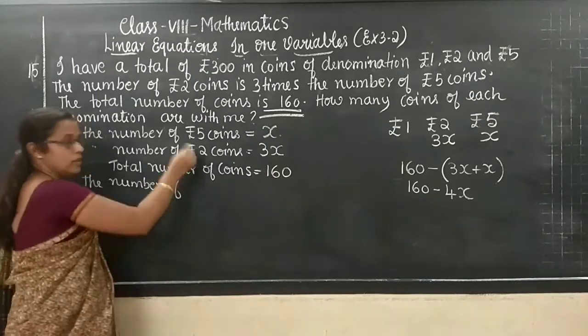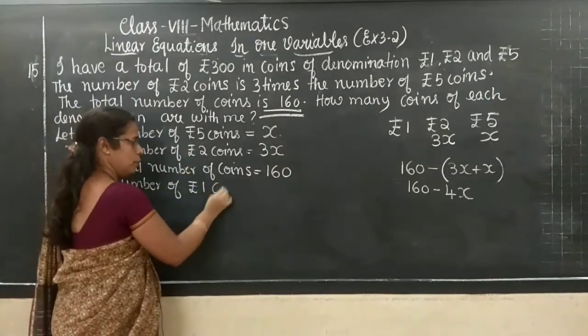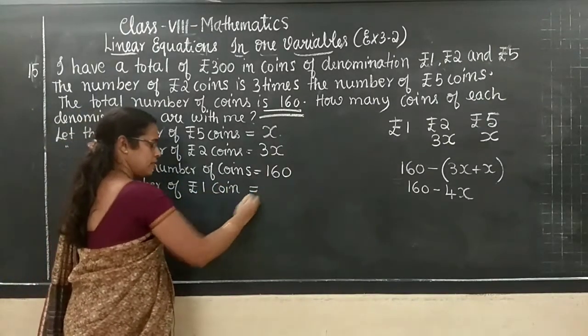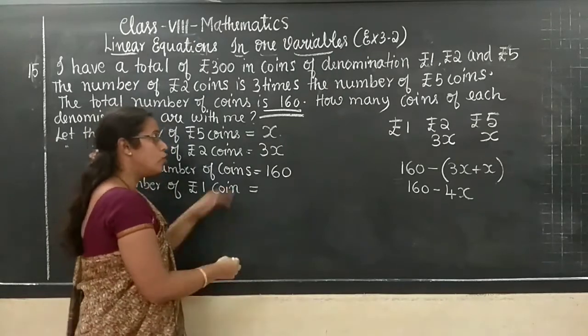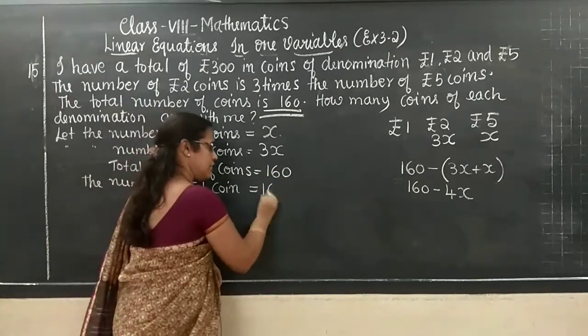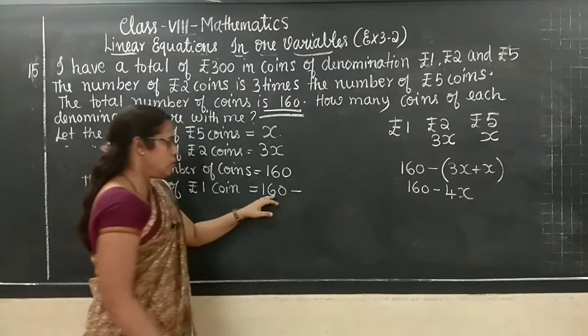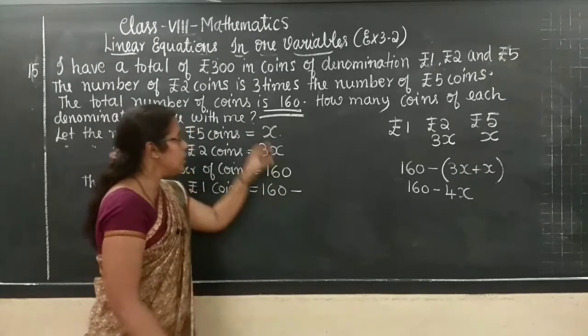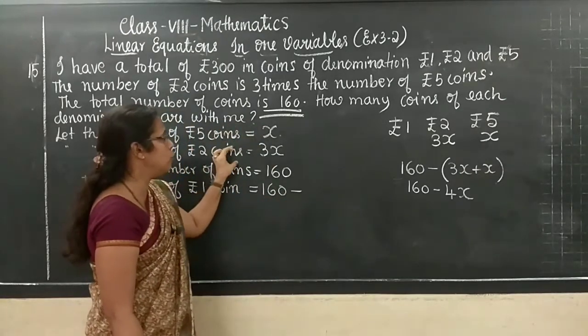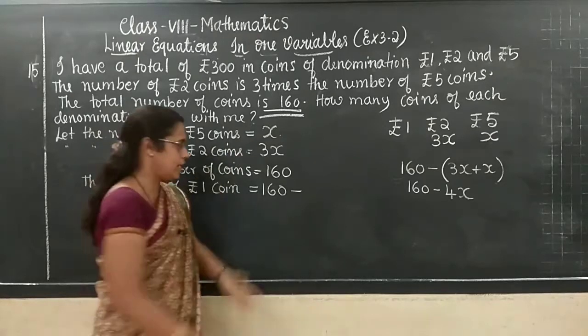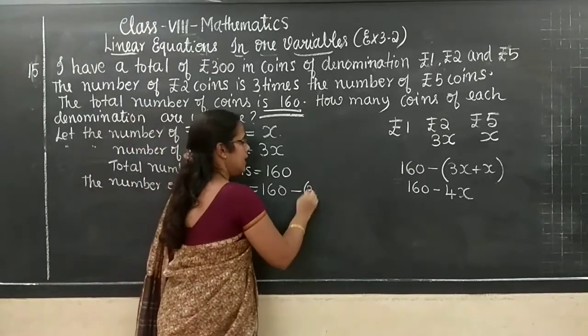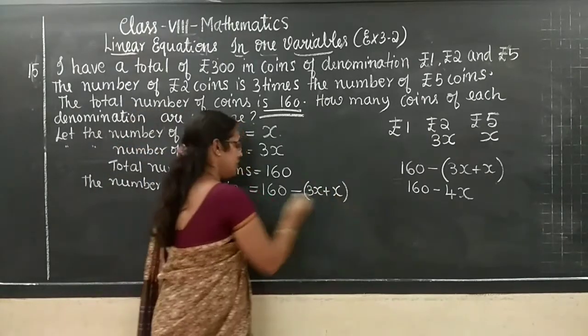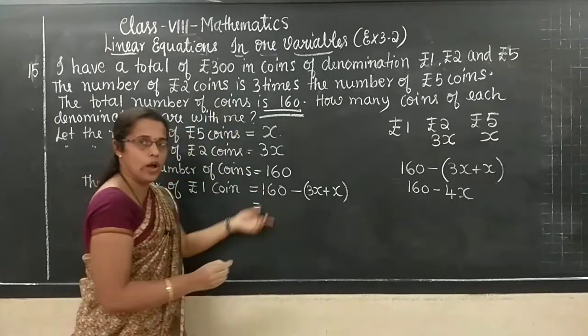Then the number of 1 rupee coin. How to find out? From 160 you subtract 160 minus these two, the 5 rupee coin and 2 rupee coin. The sum you have to subtract. So 3x plus x, that down you will get the remaining coin.